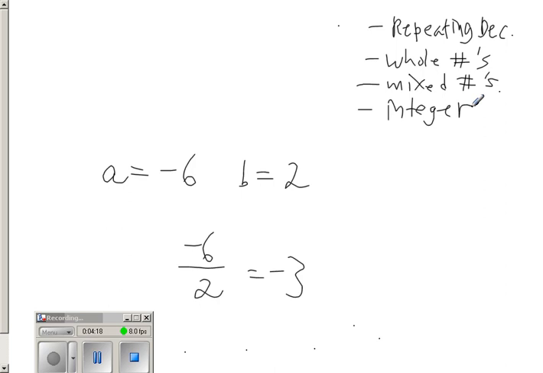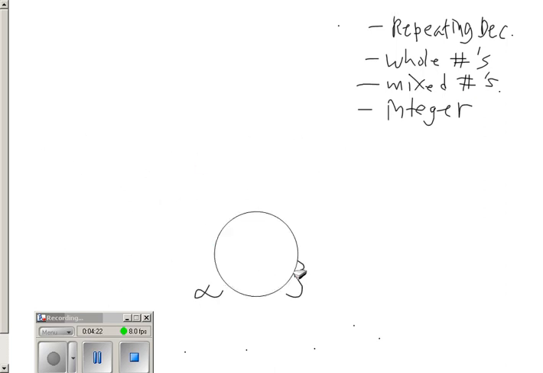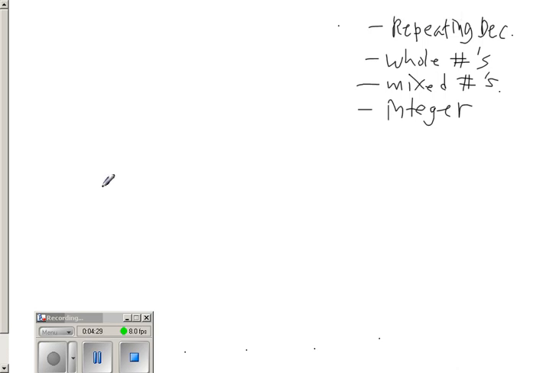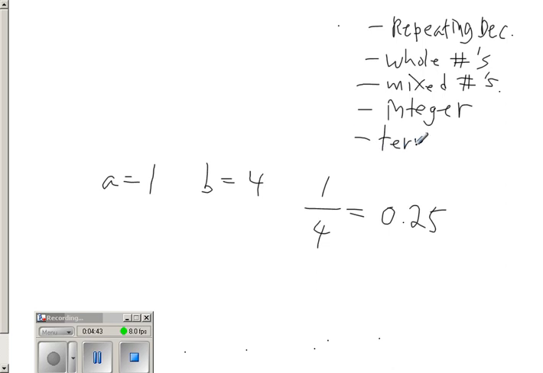And one more we're going to look at, because we can't, as the guy from the commercial said, keep doing this all day. If we look at another one, for example, A is 1 and B is 4. We have 1 divided by 4, which, if we use a calculator, which we won't, is 0.25. It doesn't repeat, it ends. And that actually is called, it's kind of a cool name, a terminating decimal, meaning it ends.